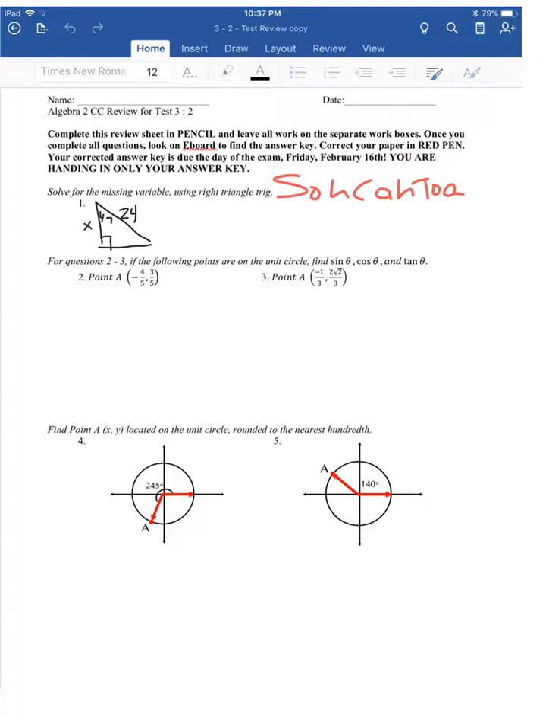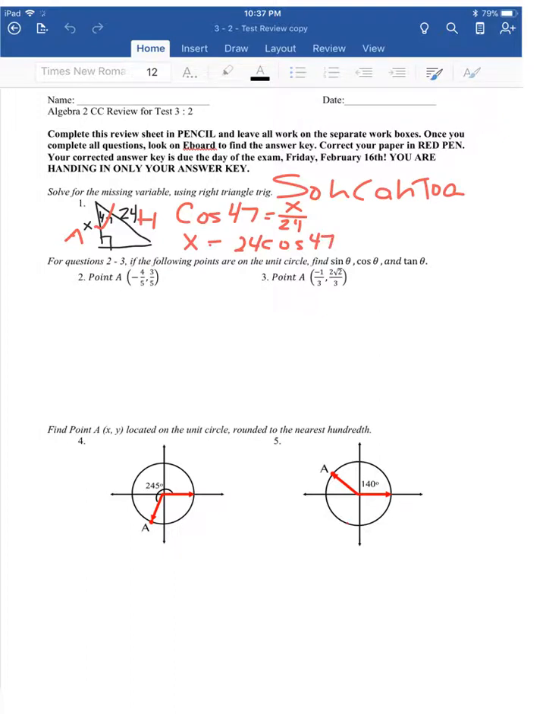So SOHCAHTOA is when the sine is equal to the opposite over hypotenuse, cosine is adjacent over hypotenuse, and tangent is opposite over adjacent. Okay, so for number 1, I have that this angle measurement is 47 degrees. This is my hypotenuse, and this is adjacent. This is right next to it. So this is going to be the cosine of 47 degrees is equal to the adjacent divided by the hypotenuse. Okay, so now I cross multiply and I get x equals 24 times the cosine of 47 degrees. That you can type right into your calculator.